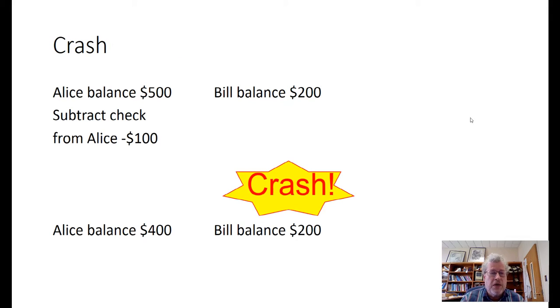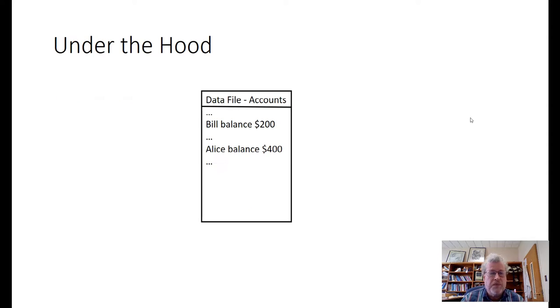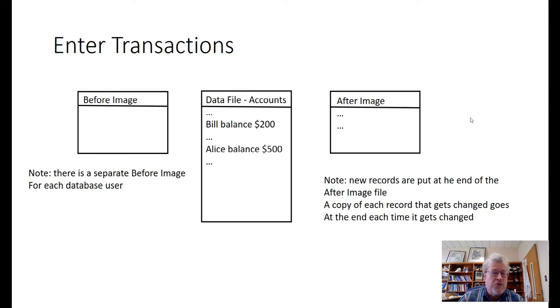So far, so good. But what if we have a crash? We take Alice's balance of $500, we subtract $100 from it, and things crash before we put the money into Bill's account. At this point, Alice's balance is $400 and Bill's balance is $200. Somehow we have $100 gone missing, right? And that creates our problem that we discussed a couple of lectures ago. Under the hood, our data file ends up looking like this, and this is, of course, not where we want to end up. Okay. So enter transactions.